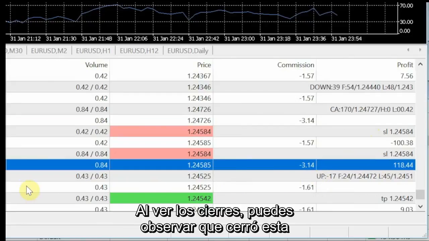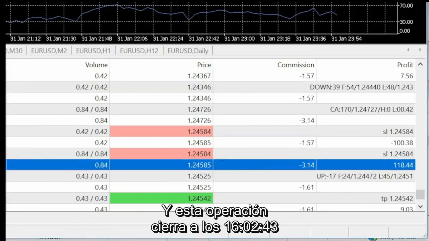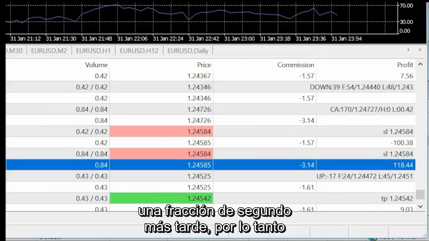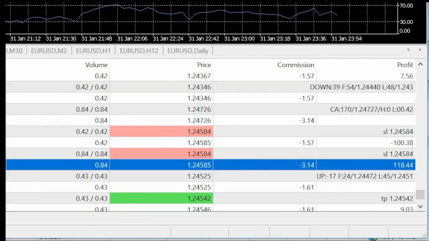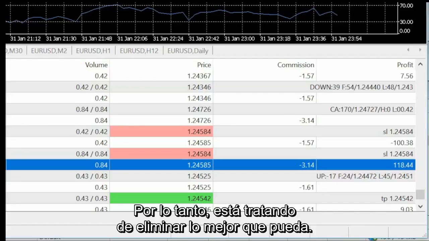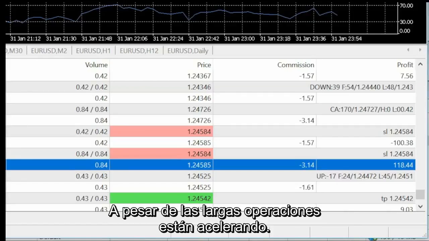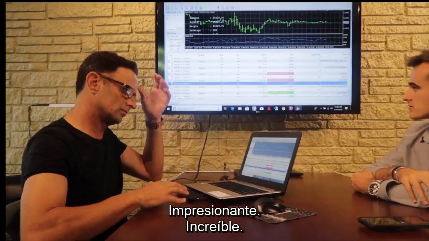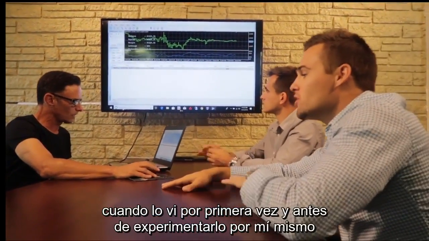Wow. Looking at it, it closed out this trade at 16:02 and 0.42 seconds, and this trade closed out at 16:02.43 seconds, a split second later. So it's closing these trades out at the exact same time, one winning, one losing. So it's trying to eliminate the best it possibly can, even the long trades beating you up. Remarkable. Incredible. Really remarkable.